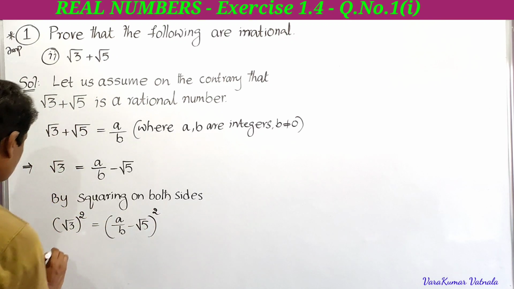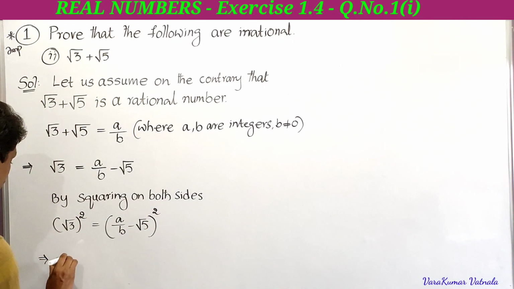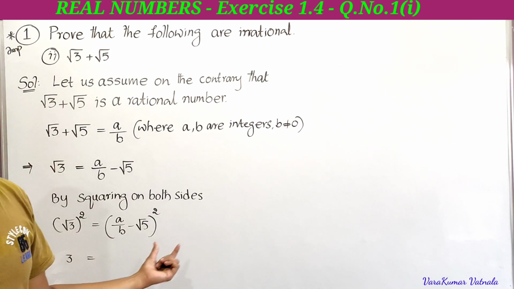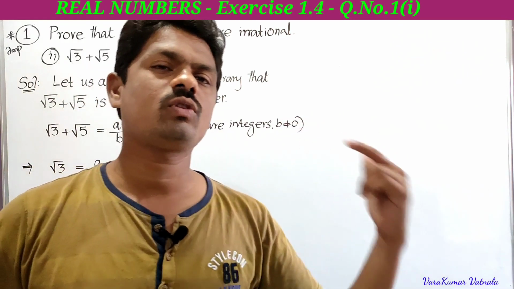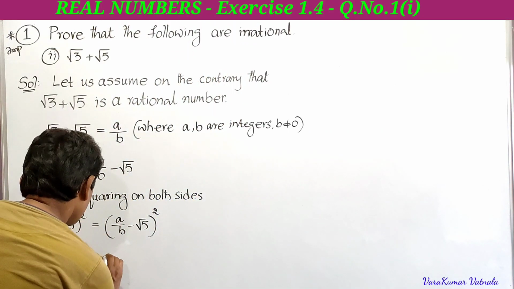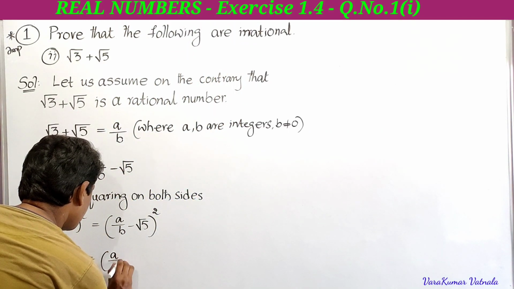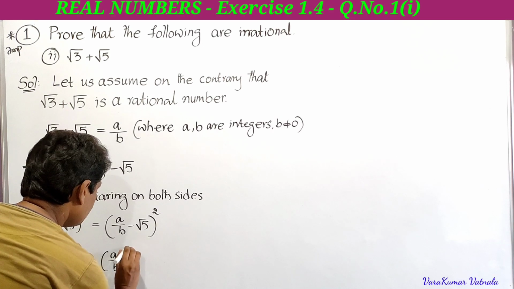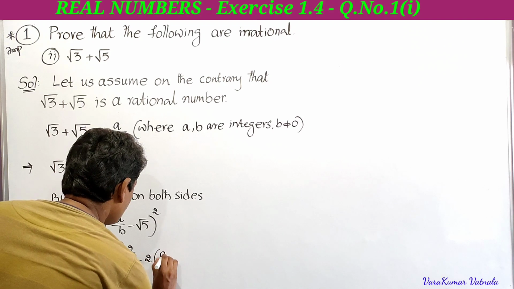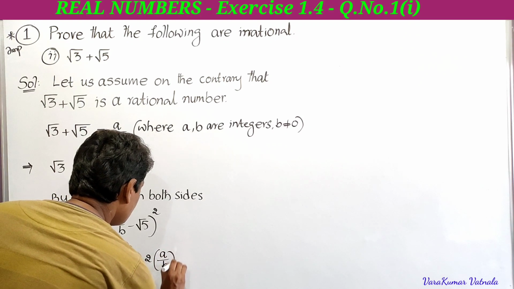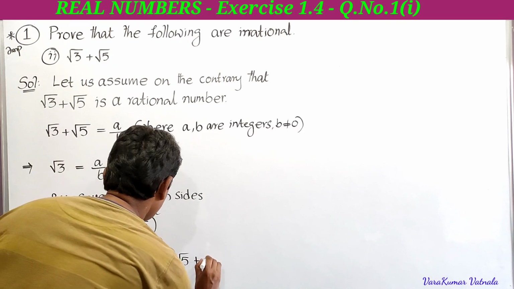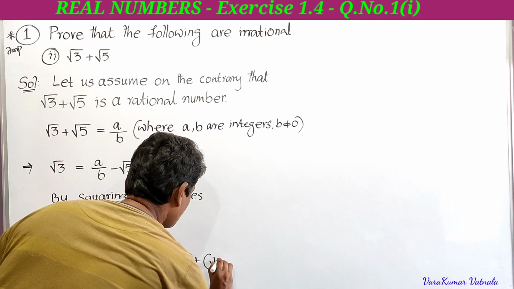Root 3 whole square, we get 3, is equal to, it is in the form a minus b whole square. A minus b whole square is a square minus 2ab plus b square. So a square is a by b whole square, minus 2ab is 2 into a by b into root 5, plus b square is root 5 whole square.